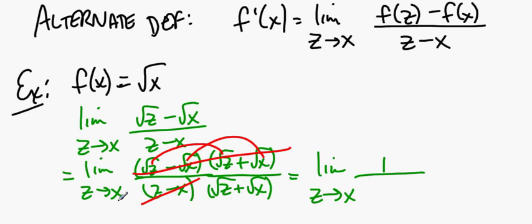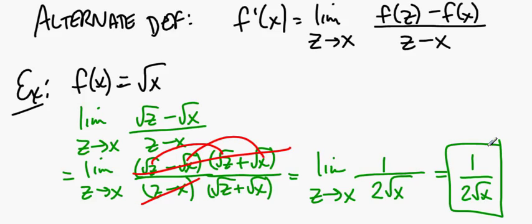Let's let z get closer and closer to x. As z gets closer and closer to x, these two things become the same. Got it. That is the other way to get a derivative from a definition.